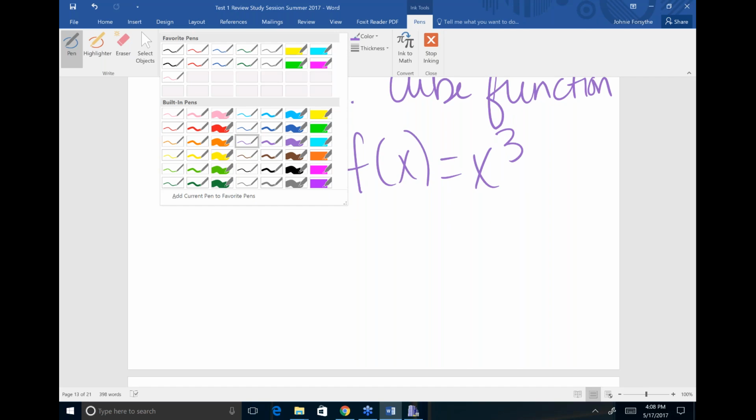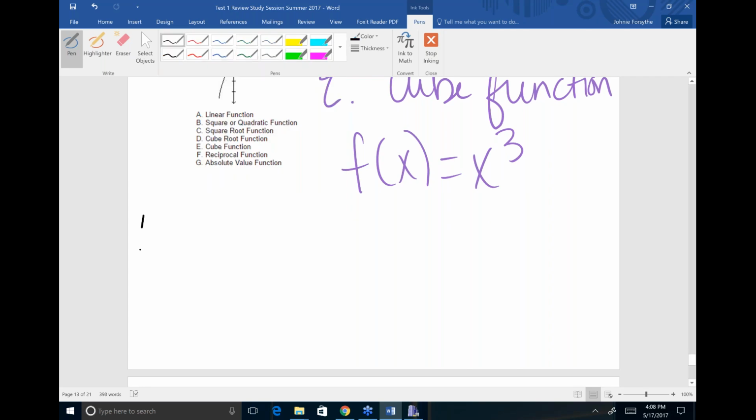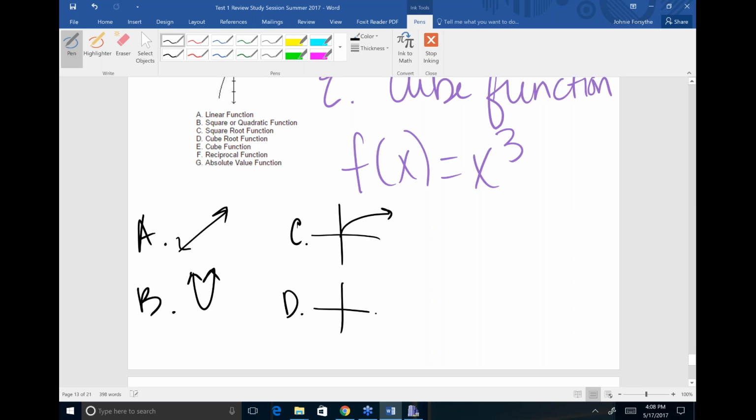So go back to my blank. All right, so your linear function is just a straight line. Square or quadratic function is a parabola. It could be going up, down, left, or right, but that is a parabola. Square root function looks something like that. Cube root function looks similar, but it looks like that.